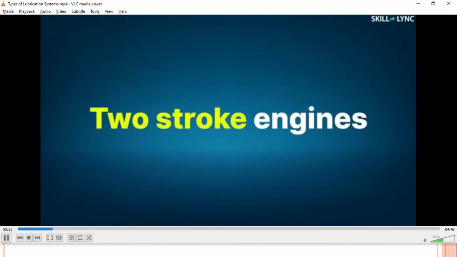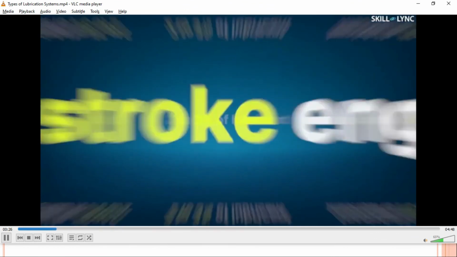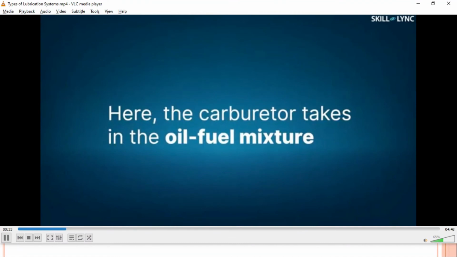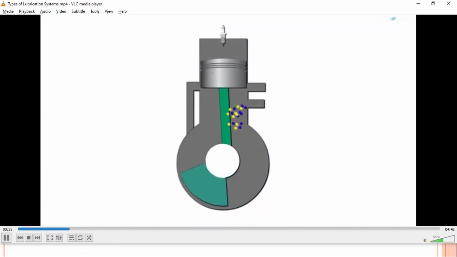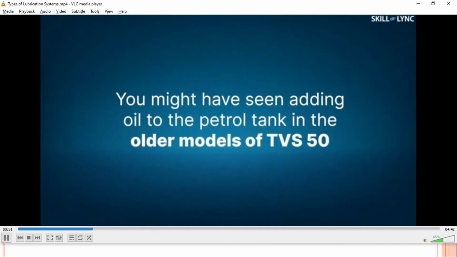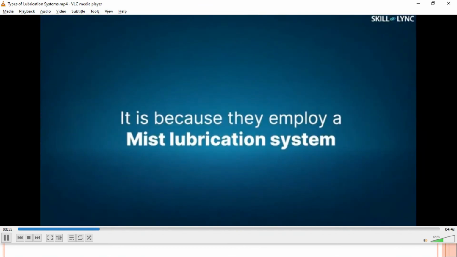This type of lubrication system is used for two-stroke engines. The lubrication process is achieved by adding 2 to 3% of lubricant to the fuel. Here the carburetor takes in the oil-fuel mixture and the mixture gets introduced into the engine. Inside the engine, the fuel gets vaporized, but the oil in the form of mist deposits over the bearings and lubricates them. Some oil moves along with the fuel inside the engine cylinder and lubricates the piston and the cylinder. You might have seen people adding oil to the petrol tank in the older models of TVS 50. It is because they employ a mist lubrication system.